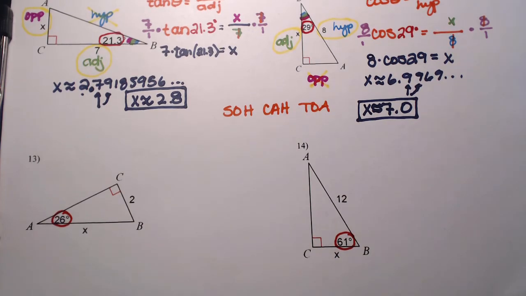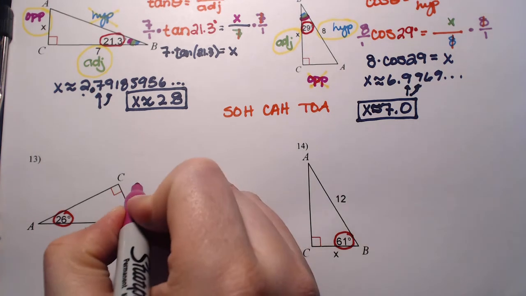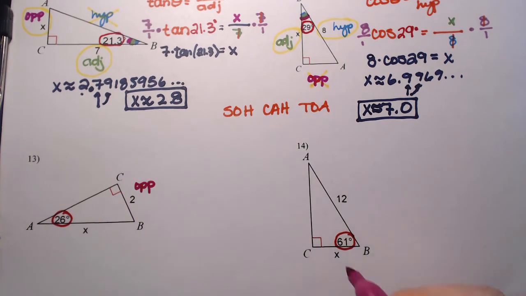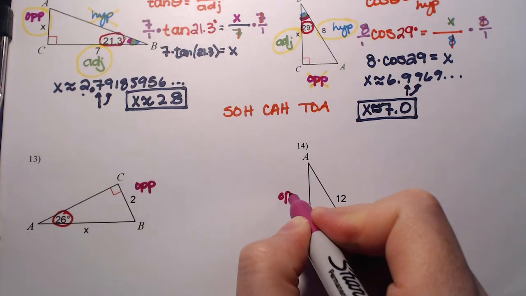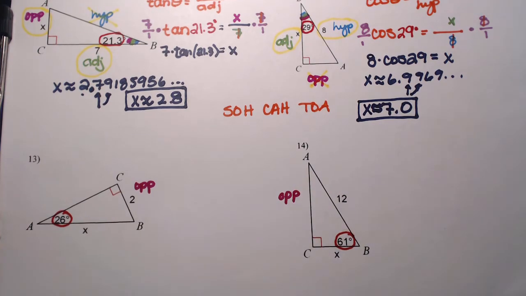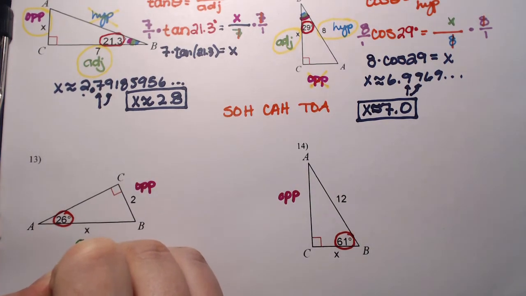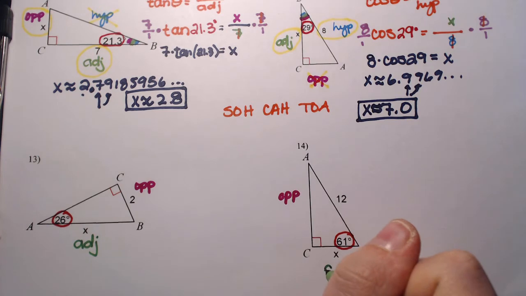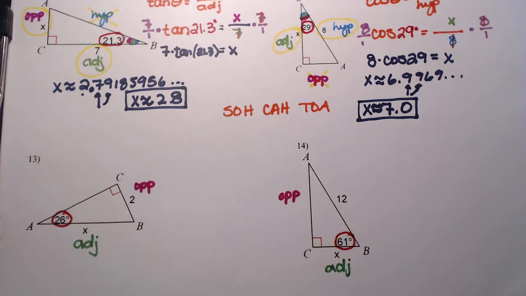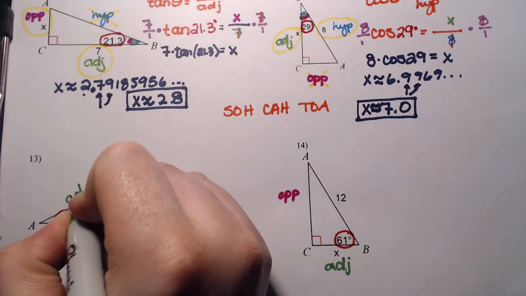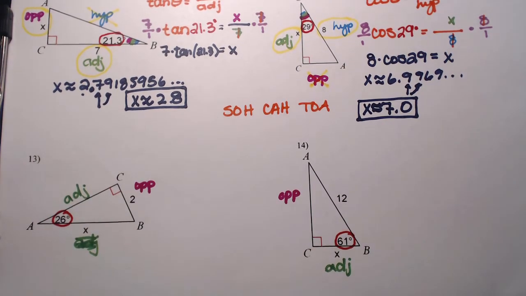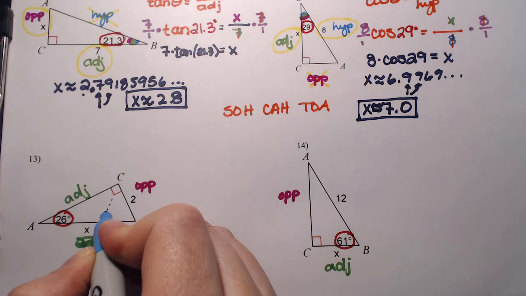And then I have the opposite side of that angle. So on this one, it's here. And then we have the adjacent side. And then we have, that's not the adjacent side, that's the adjacent side. And then we have the hypotenuse, which is always across from the 90-degree angle.